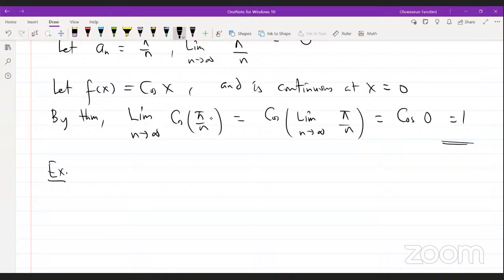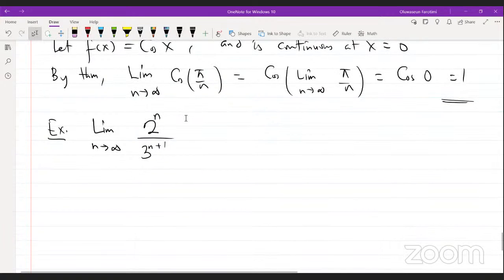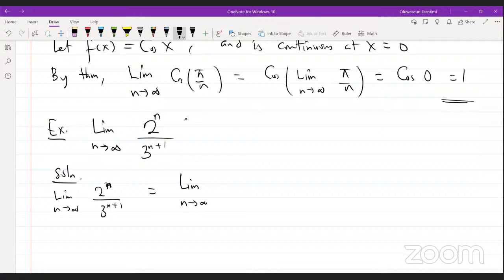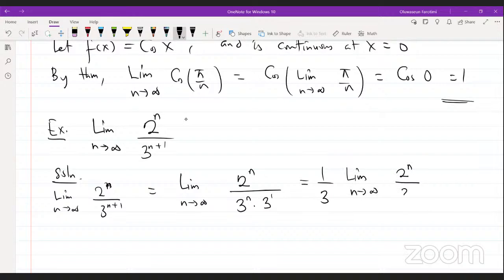So the limit as n goes large of 2 to the power of n divided by 3 to the power of n plus 1. Now, how do you handle this? Okay, pay attention, guys. I need to start by rewriting. So this guy is 3 to the n times 3 to the 1, right? Laws of indices. I can pull out my 1/3. This is the limit as n goes large, 2 to the power of n divided by 3 to the power of n.